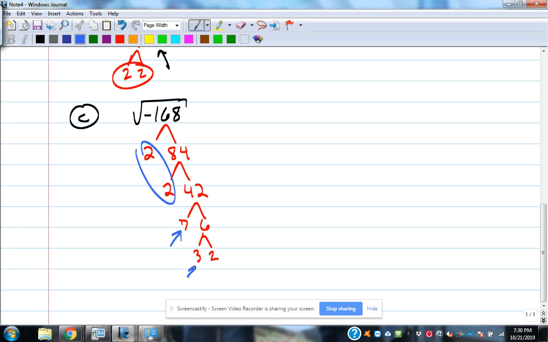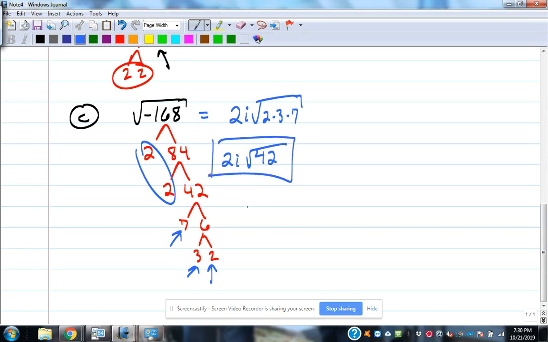But these 3 don't have anything to partner with there. So only just a 2. And what else comes out? An i, because it was negative, right? And then 3 times 2, 2 times 3 times 7 is going to be the 42 left in there. So, simplifying square roots.